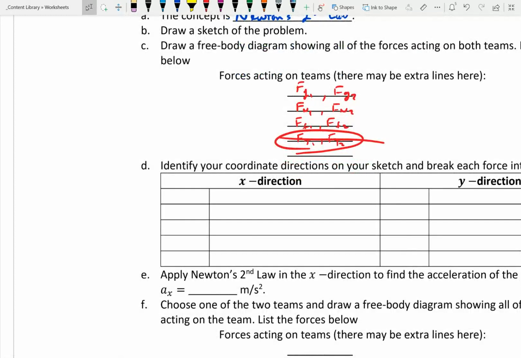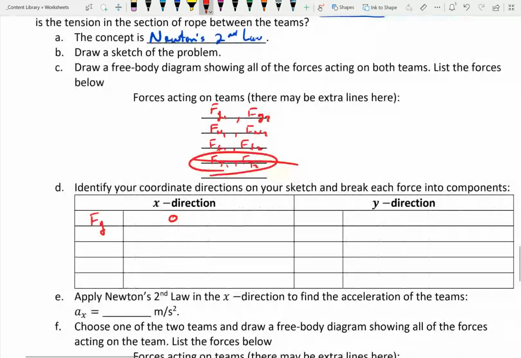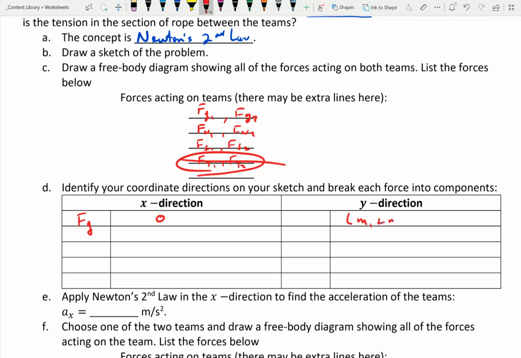Now, if you look at this, that's 6 forces. How am I going to put this on here? Well, I'm going to put this on here by combining the forces as I can. So I would have force gravity combined, in the x direction is 0, in the y direction it's m1 plus m2 g. And the force normal combined in the x direction is 0. The force normal combined in the y direction is equal to m1 plus m2.